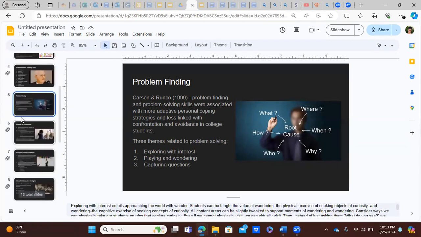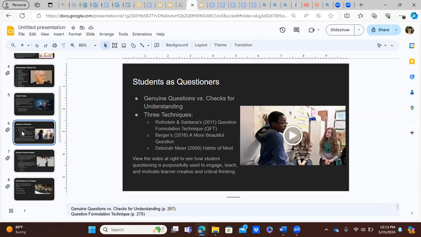The next tool that we want to talk about is students as questioners. So firstly, we want to talk about genuine questions versus checks for understanding. Less common is any effort to help students understand the difference between genuine questions and checks for understanding. Teachers ask a lot of questions to which they already know the answers. As teachers, we understand this is an important part of our formative assessment processes. We ask students to restate information, give examples, or solve problems as a way to determine how they understand content.